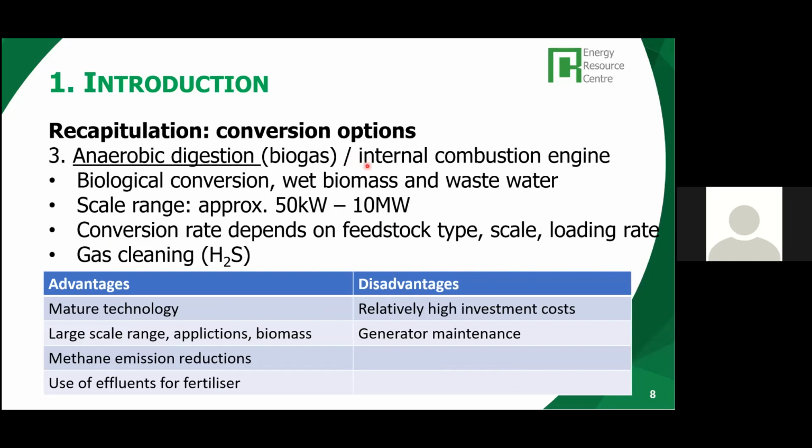Biogas production through anaerobic digestion, also using an internal combustion engine as a means of converting the chemical energy in the biogas to electricity and heat. This is also mature technology. It can be applied at quite a large scale range. It can in principle be applied at scales smaller than this 50 kilowatts, although you won't really see them at that small scale range very often.